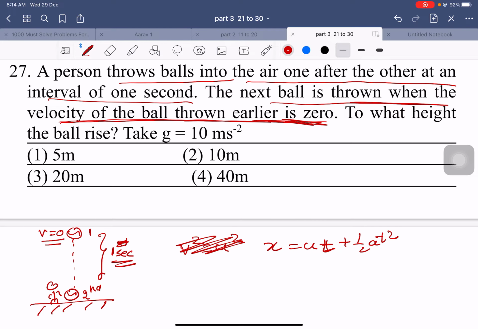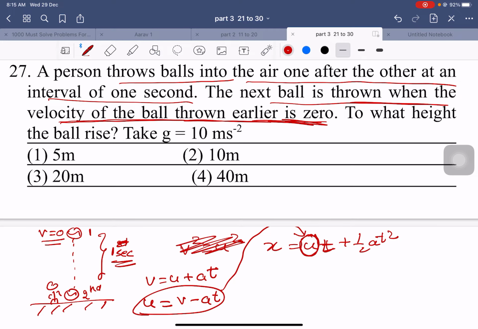By substituting for u, I will see from the equation v is equal to u plus at. I can write an equation for u: u will be equal to v minus at. If you substitute this v minus at in the place of u here, then I get the equation x is equal to vt minus half at square.